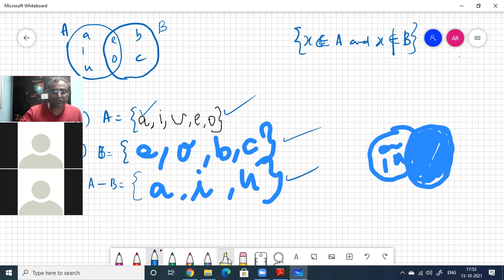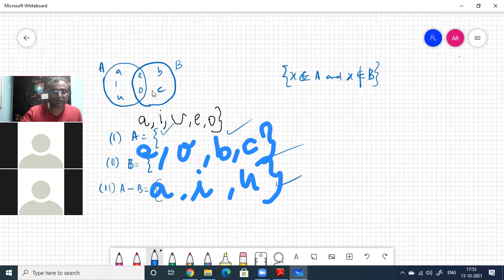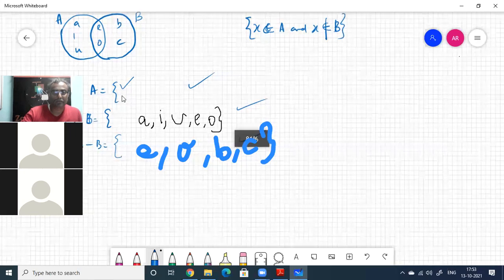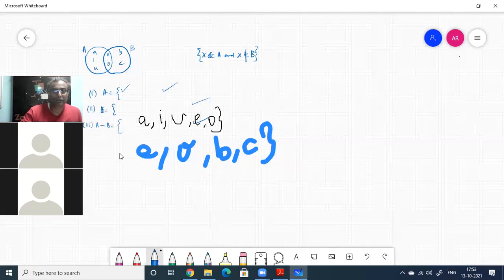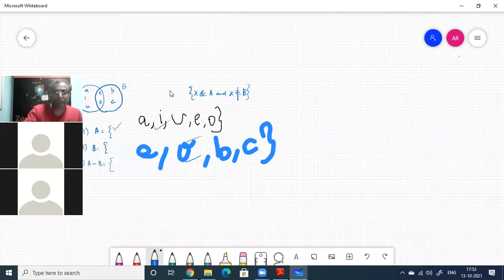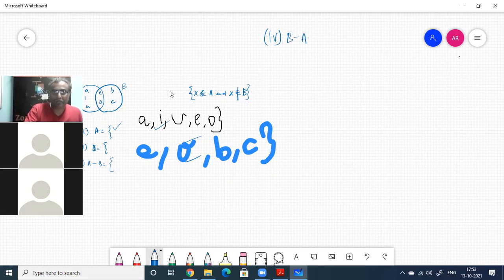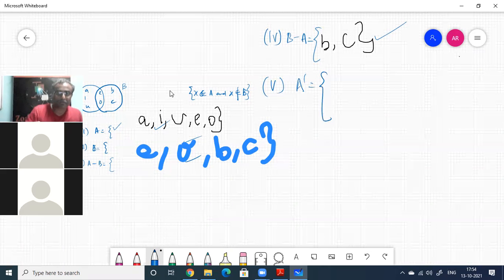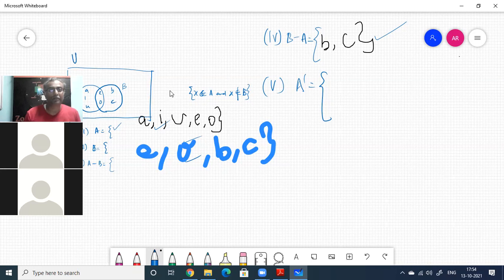Let us now delete something or let us shrink this up. Now on the right side, let us do the fourth sum. Fourth one is B minus A. Very good. Okay, Sandhya, you should do the fifth sum, which is A complement. Let us assume that there is something on top of this also. This is universal set. What is A complement?